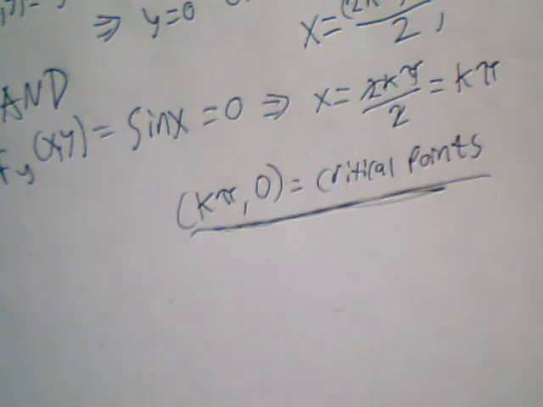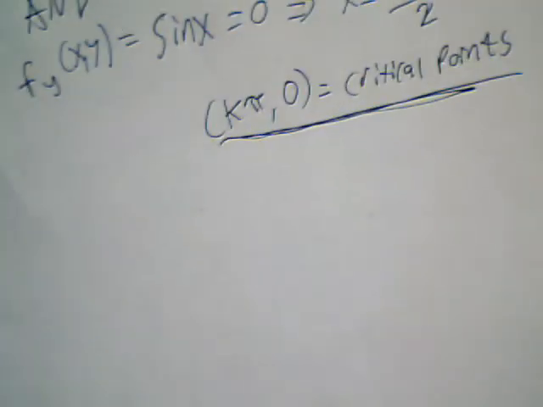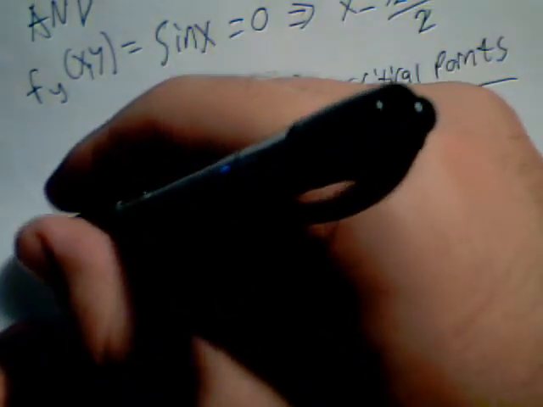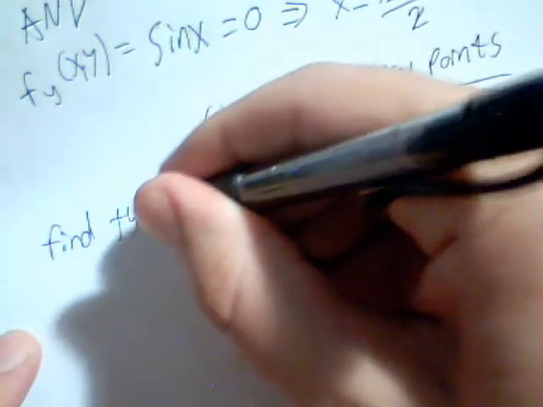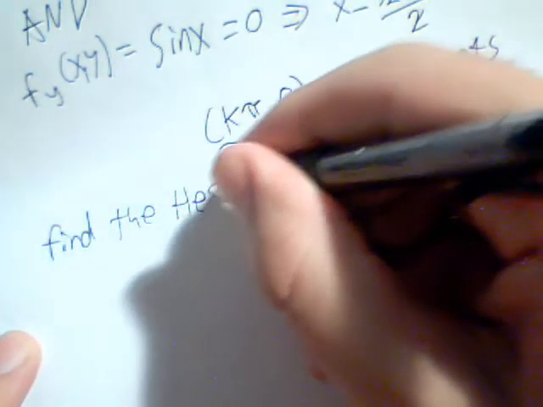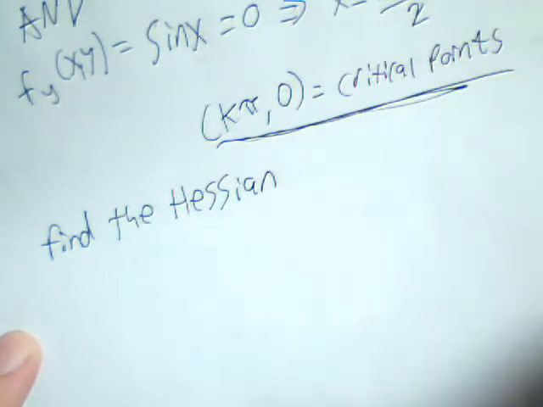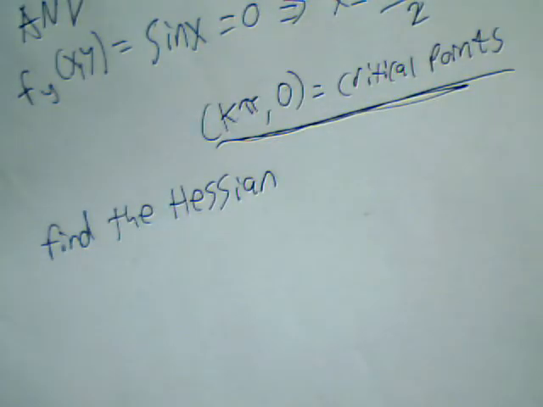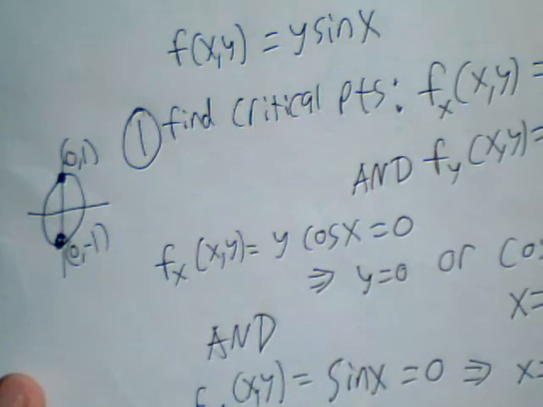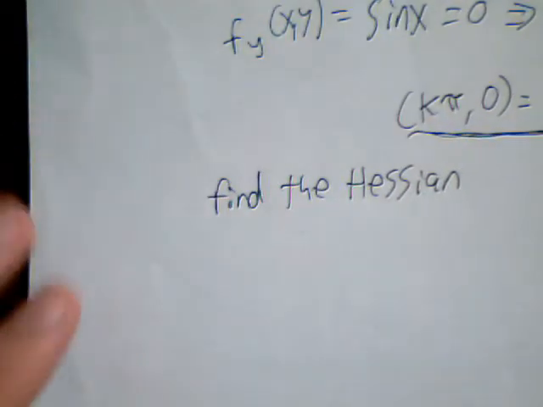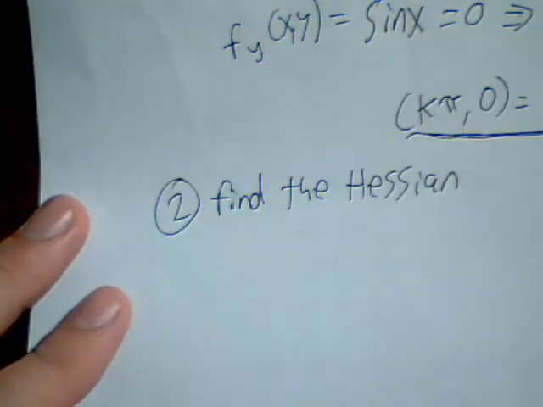Are these maximums? Are these minimums? Are these neither? Are they saddle points? Well, to do that, we need to find the Hessian. So up here I could label this, find the critical points. This is really step 1. Finding the Hessian is going to be step 2.